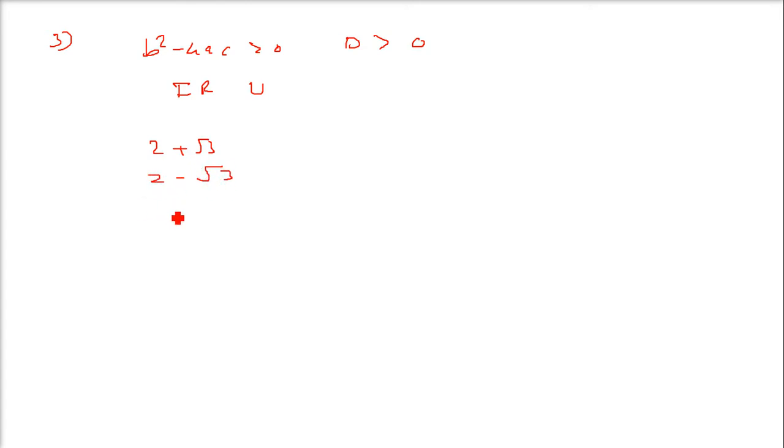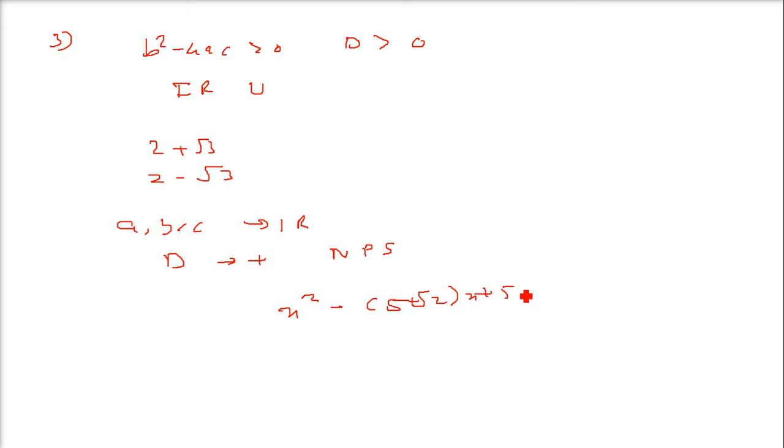So if a, b, c are irrational numbers and b square minus 4ac, the discriminant D, is positive but not a perfect square, then the roots may not occur in conjugate pairs. For example, take an equation like x square minus (5 plus root 2)x plus 5 root 2 equal to 0. The roots are 5 and root 2, and they do not form a conjugate pair.